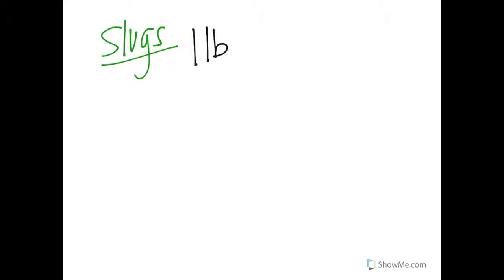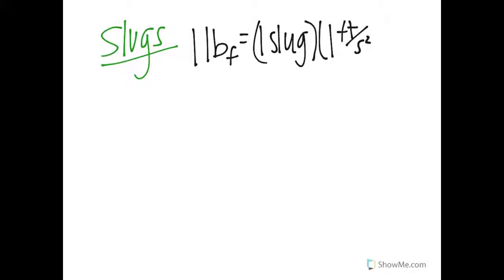Now next we have slugs. Now for slugs, we are talking about a mass. So if we say 1 pound force is equal to 1 slug times 1 foot per second squared, that's saying that 1 pound force is used to push 1 slug at an acceleration of 1 foot per second squared.